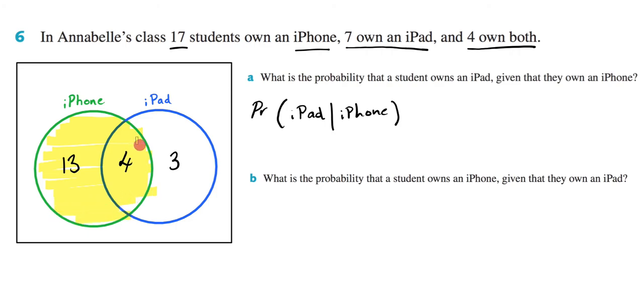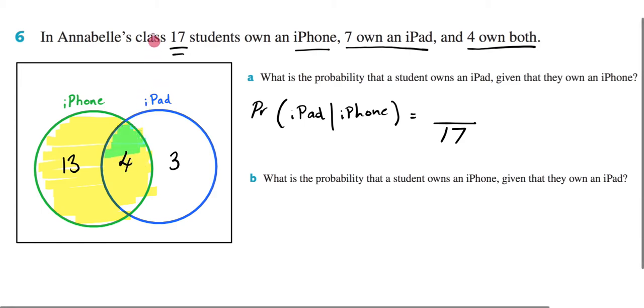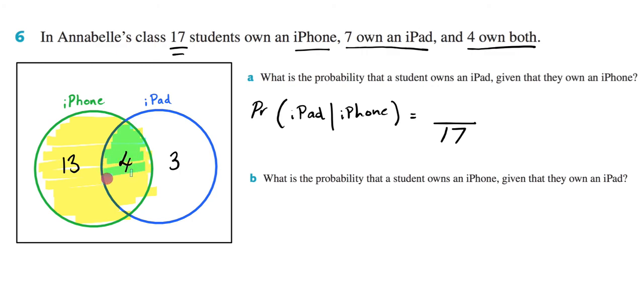So given they own an iPhone, I'm looking in the iPhone bit. I know they own an iPhone, so I know that I'm dealing with all these students. So I'm dealing with 17 students, the 17 students who own an iPhone, and I'm saying, well, what's the likelihood that they own an iPad? So then I would get another highlighter and say, well, these are the students. We can't see that one. Oh, that's an even uglier color. Let's go back to blue. These are the students that own an iPad.